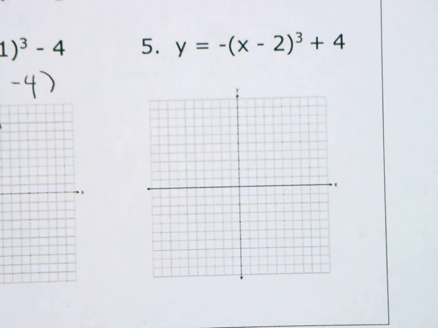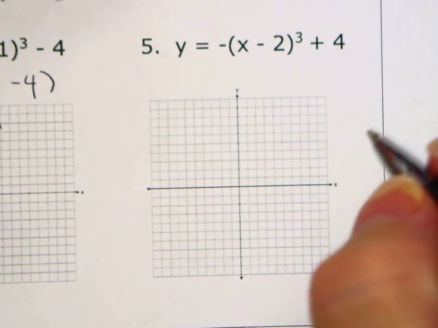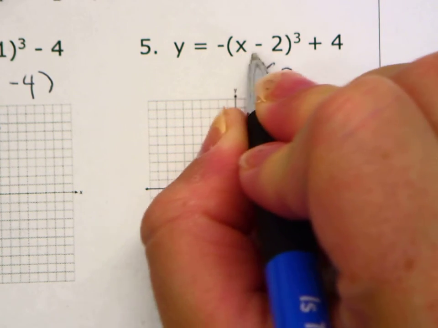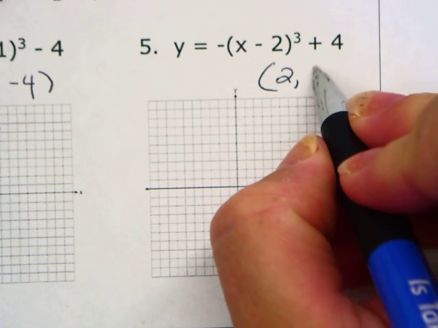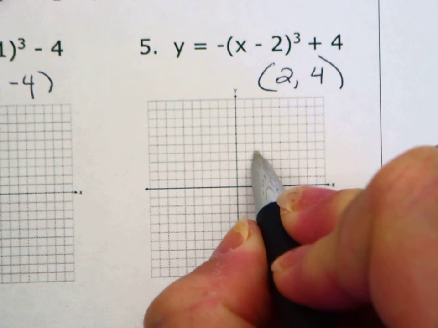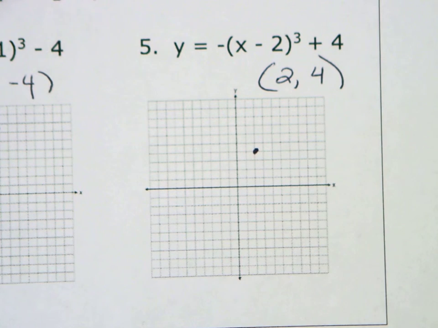Pause the video. Try it on your own. Switch the sign of the inside. When you plug in 2, 2 minus 2 is 0, plus 4. 2, 4 is where we're starting. Over 2, up 4. Now, this one's a little different. What do you notice?